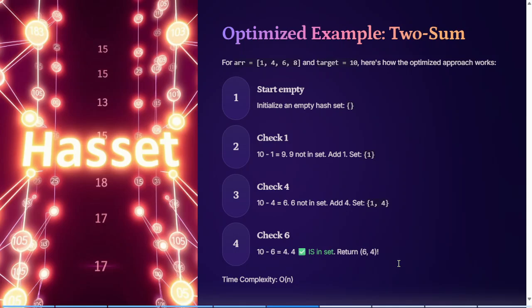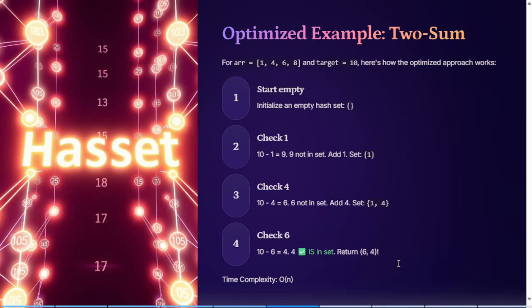Now we check for 4. 10 minus 4 is 6. Here also 6 is not in the set until now, so we add 4 to the set. Similarly for 6, 10 minus 6 is 4. Now 4 is present in the set. You can see at step number 3, 4 is present in the set. So we return that number, which is 6, and the number we got from the set, which is 4. So 6 comma 4 are the correct numbers that sum up to the target.